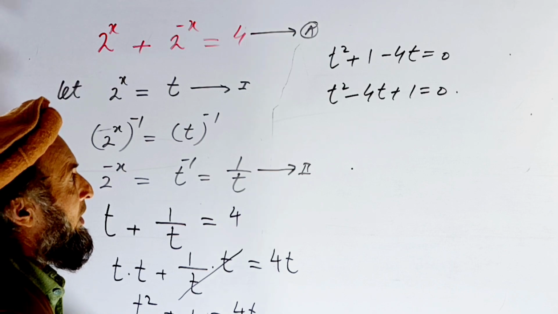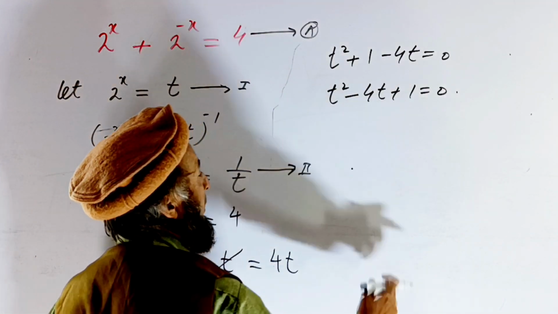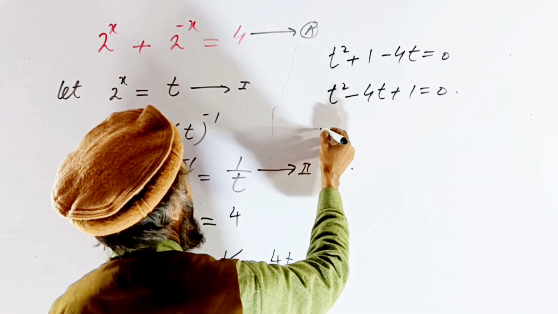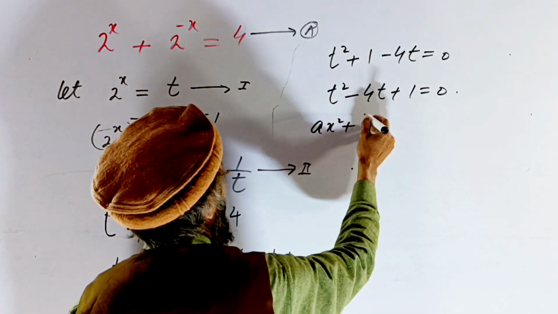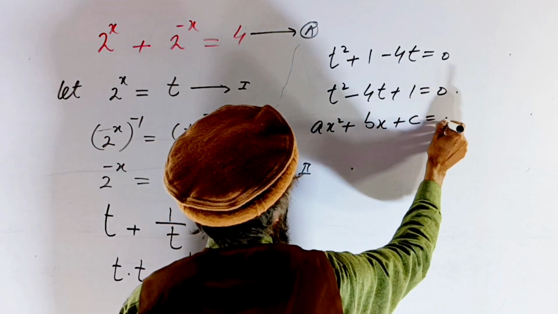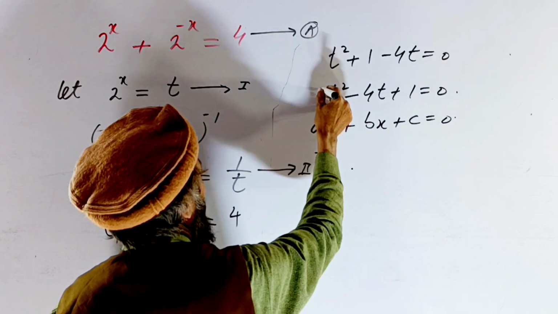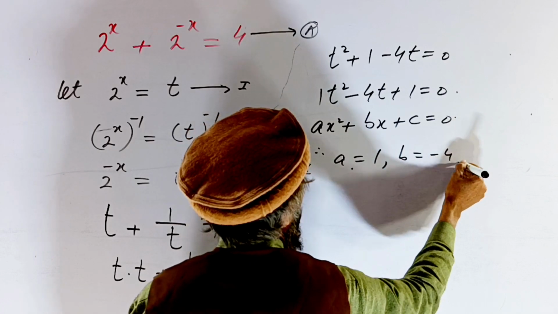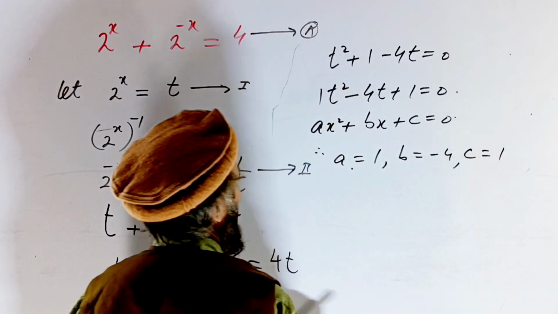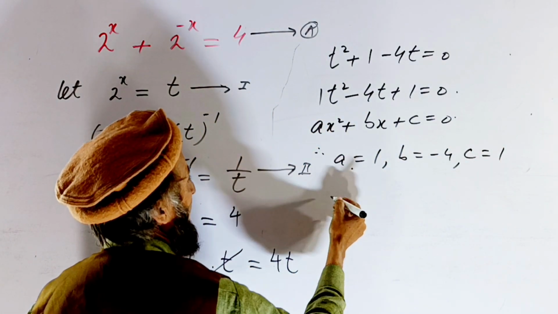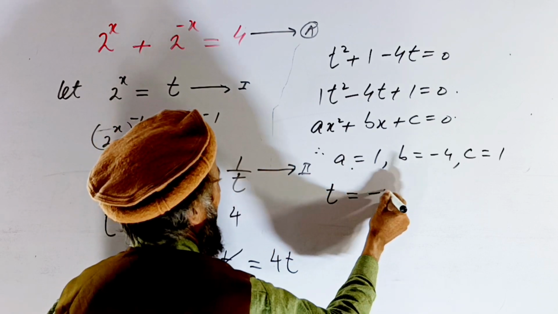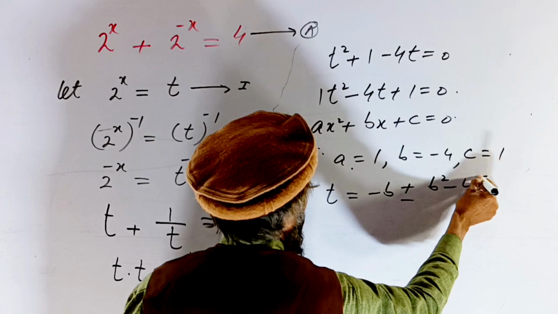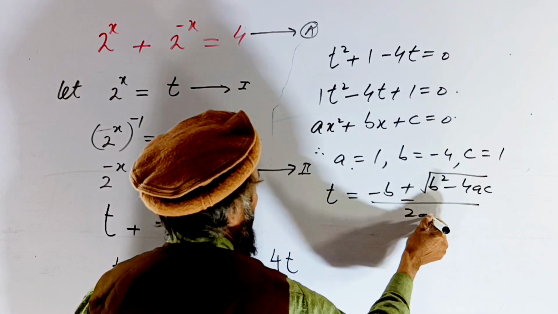Now if we try to factorize, 1 multiplied by 1, the middle term is a problem. So we compare with the standard form of the quadratic equation: a = 1, b = -4, and c = 1. Now using the quadratic formula, t = (-b ± √(b^2 - 4ac)) / 2a.